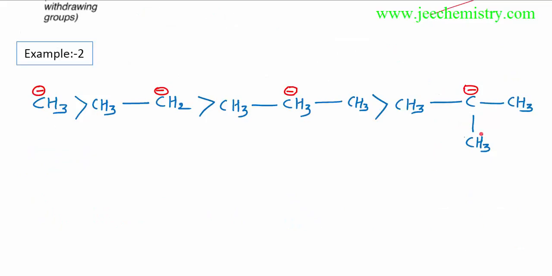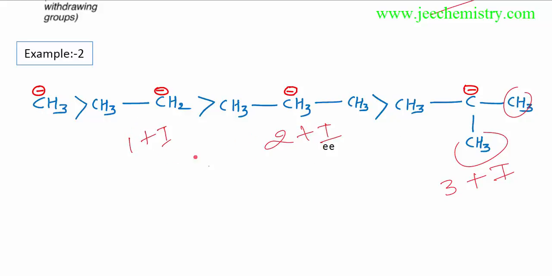Here methyl groups are applied. This has three plus I effect, this has two plus I effect, and this has one plus I effect. So the plus I effect decreases the stability of the carbanion. The plus I effect tries to push more and more electrons. It already has more electrons, as it has a minus charge. In this way it will destabilize the minus charge.